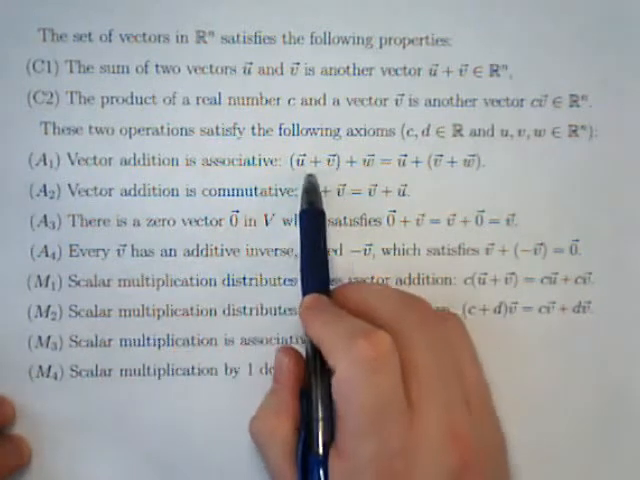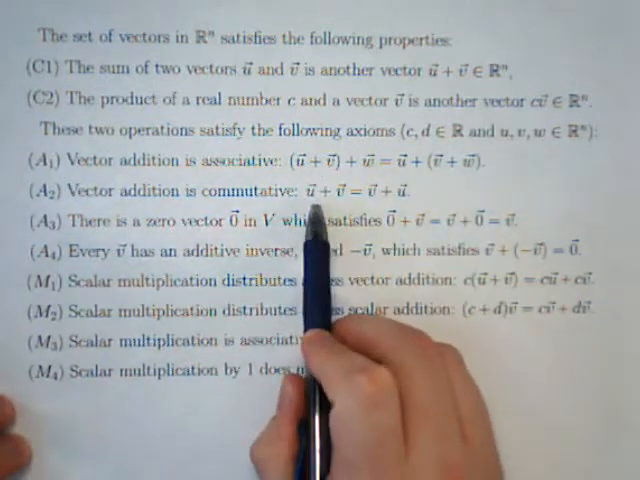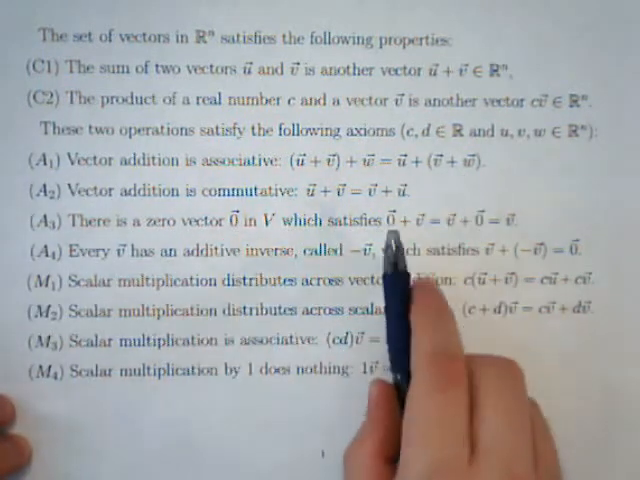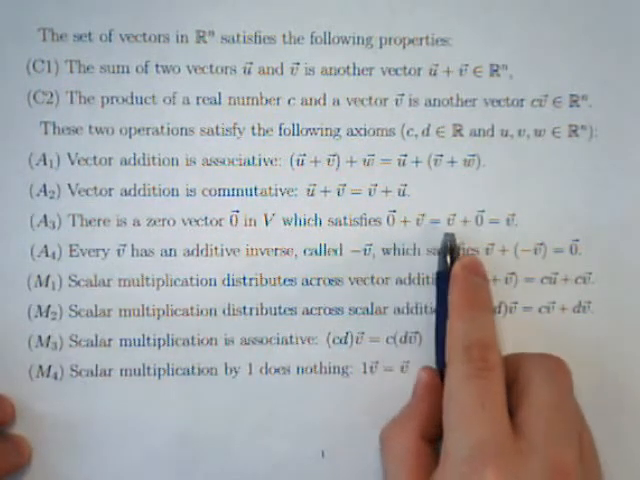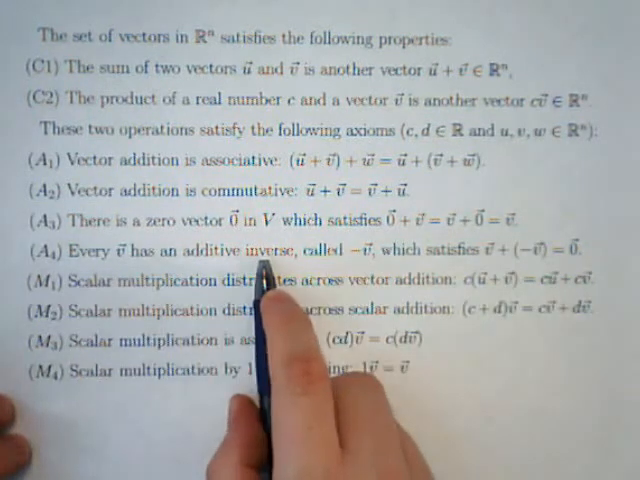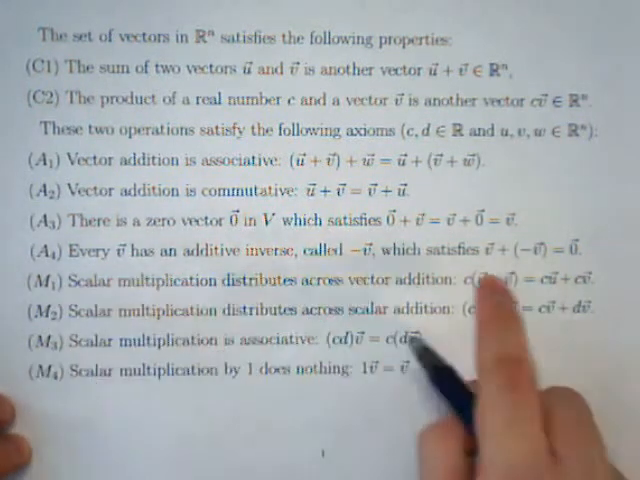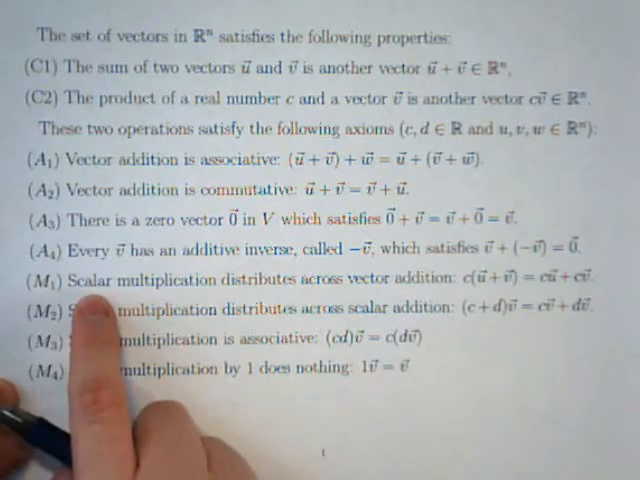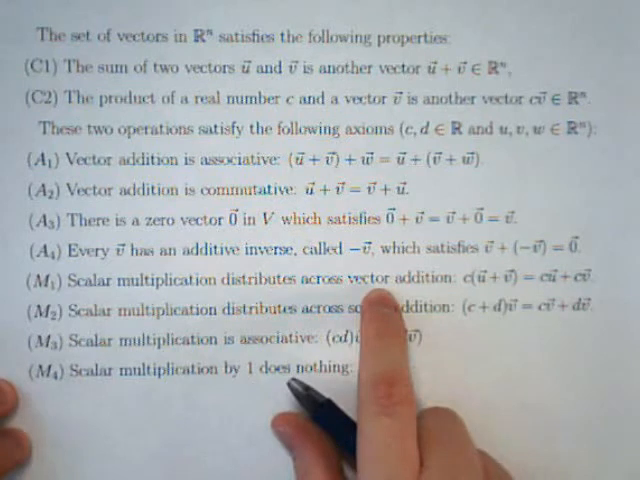The idea is that it doesn't matter where you put parentheses when you add vectors. It doesn't matter what order you add them, and you can flop the order. There's a 0 vector, and if you add the 0 vector to another vector, you get out the vector you started with. Every vector has an additive inverse. In other words, you can turn every vector around so that you can add them together to get the 0 vector. In addition, scalar multiplication distributes across vector addition.